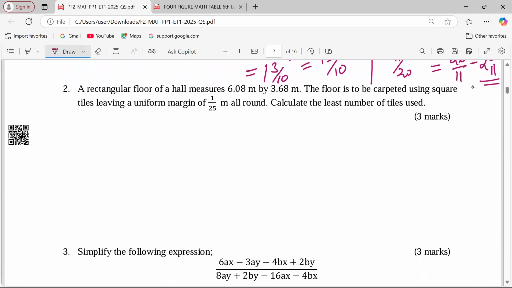Now look at number 2. A rectangular floor of a hall measures 6.08 meters by 3.68 meters. Now the floor is to be carpeted using square tiles, leaving a uniform margin of 1 over 25 meters all round. Calculate the least number of tiles used.